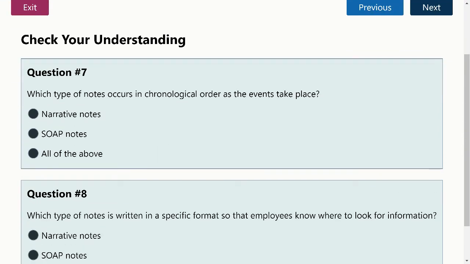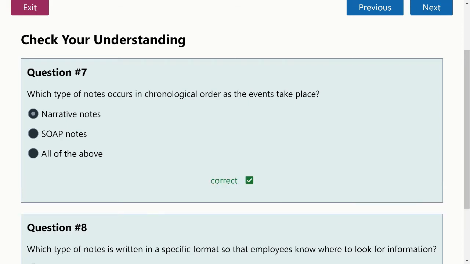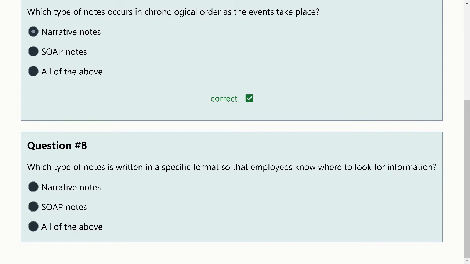Which type of notes occur in chronological order as the events take place? Narrative. Which type of note is written in a specific format so that employees know where to look for information? SOAP notes.